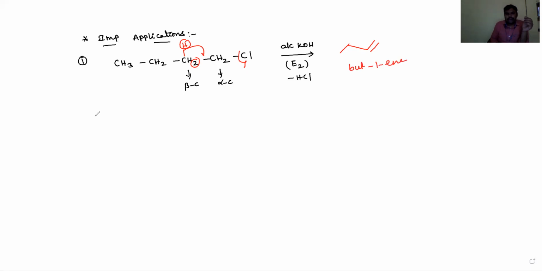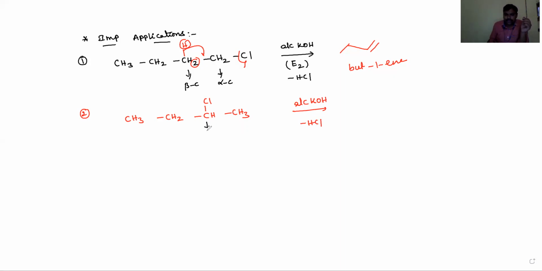Okay, dear students. Now the same CH3, CH2, CH, Cl bond CH3, meaning 2-chlorobutane, is present. It is involved in a dehydrohalogenation reaction. When it is treated with alcoholic KOH, loss of HCl occurs, and it undergoes a beta elimination reaction.